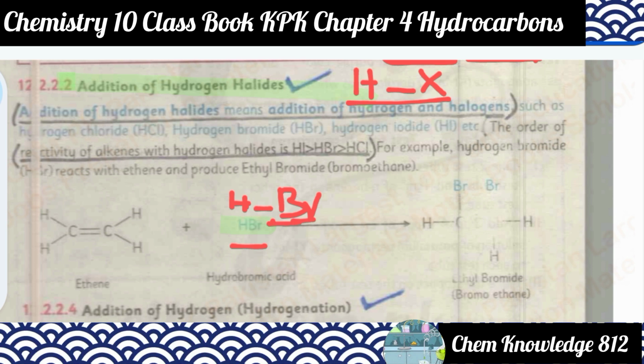So addition of hydrogen halide means addition of hydrogen and halogens. यानी एडिशन ऑफ हाइड्रोजन हैलाइड का मतलब ये होता है कि हम हाइड्रोजन और हैलोजेंस दोनों को ऐड कर रहे हैं। जैसे हाइड्रोजन हैलाइड HCl हम ऐड कर रहे हैं, HBr हम ऐड कर रहे हैं। तो ये है एडिशन ऑफ hydrogen and halogens both. Hydrogen bromide, hydrogen iodide, so these are the halides.